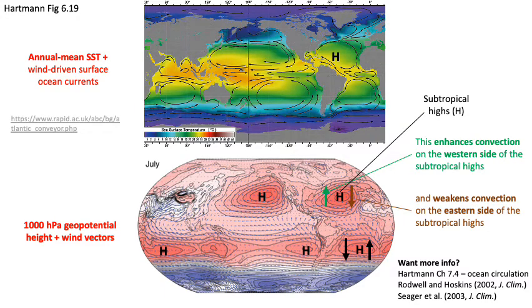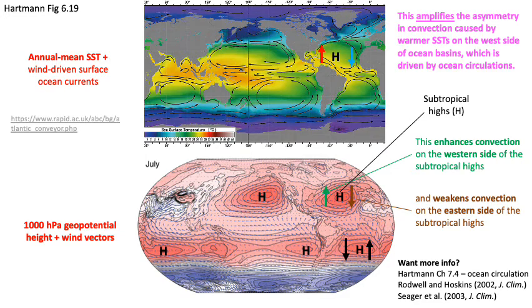And so what's really interesting is that this actually amplifies a similar asymmetry created by sea surface temperature differences associated with wind-driven surface ocean currents. So this map here just shows the colors denote mean sea surface temperature. I believe this is annual mean. And so you'll notice if you look in the ocean basins, you usually have warmer water on the western side of an ocean basin. And so ocean currents are generally bringing warmer water poleward on the west side and cooler water equatorward on the east side.